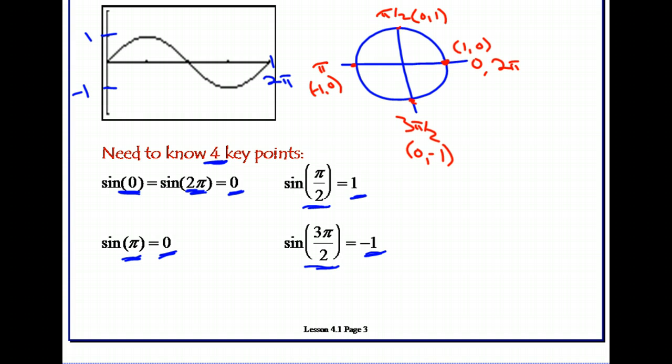Well, sine, remember, is the y coordinates. So you can see this from your unit circle. The sine of 0 is 0. Sine of pi halves is 1. Sine of pi is 0. 3 pi halves is -1. And 2 pi, you're back to 0.